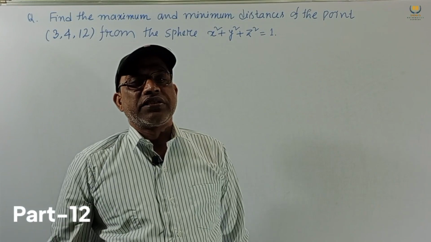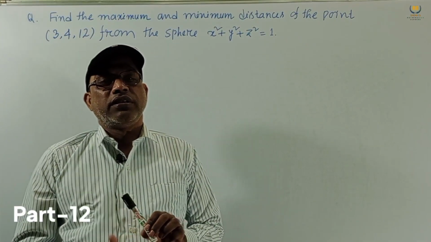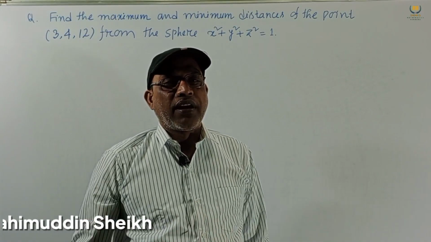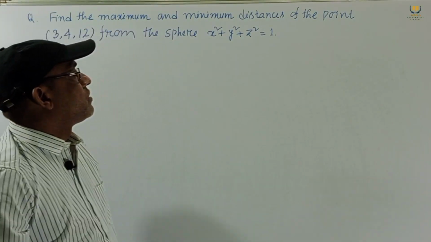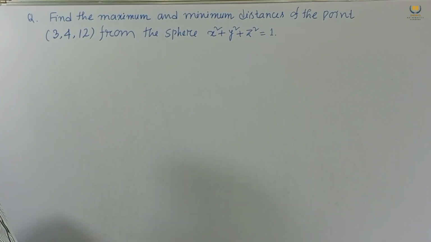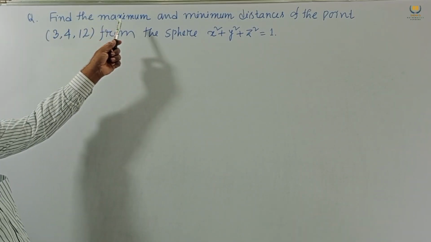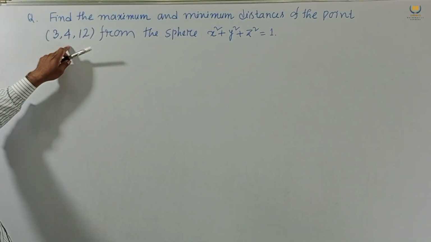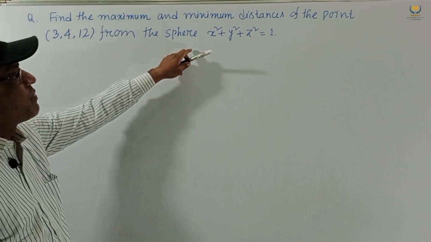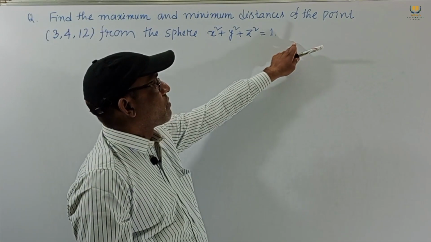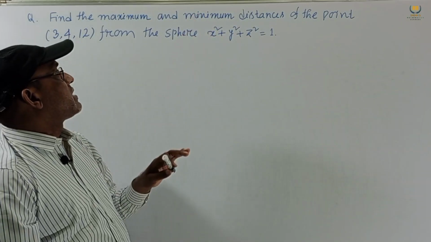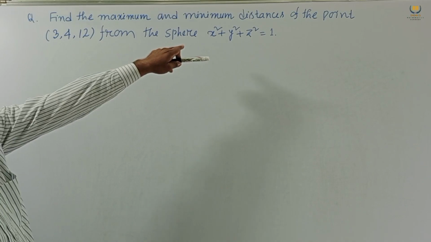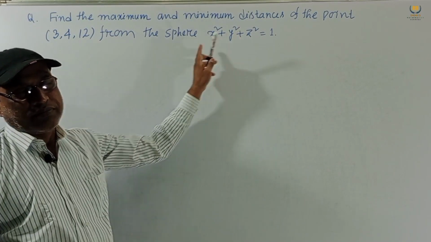Our main discussion is maxima and minima of three variables, using Lagrange multipliers with undetermined coefficients. In this problem, we consider: find the maximum and minimum distances of the point (3, 4, 12) from the sphere x² + y² + z² = 1. What is the minimum distance of this point from the sphere? We have to find this.